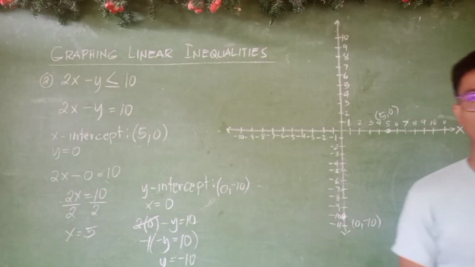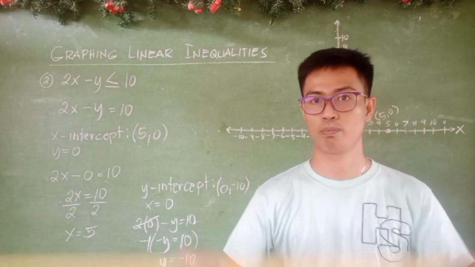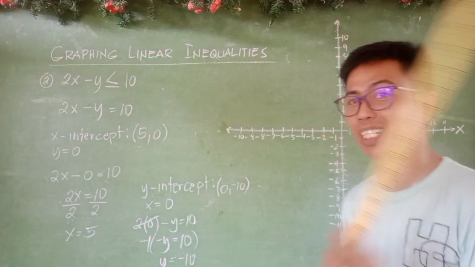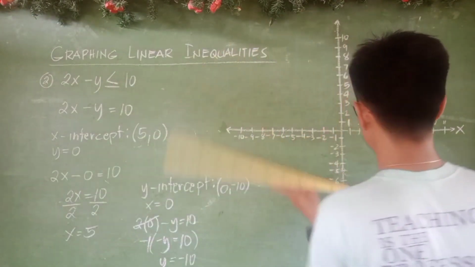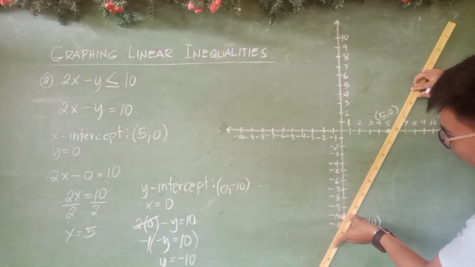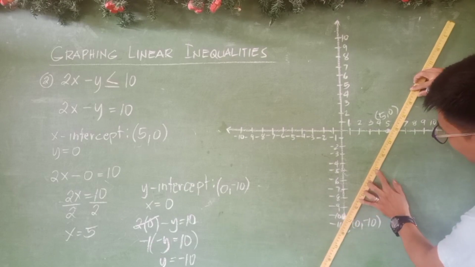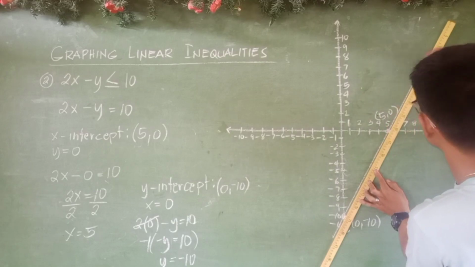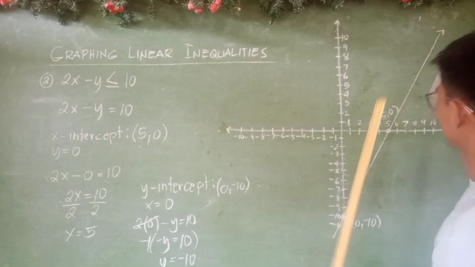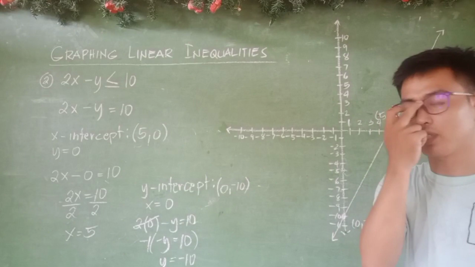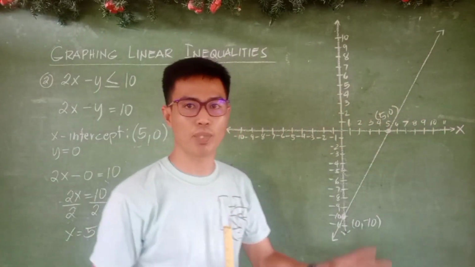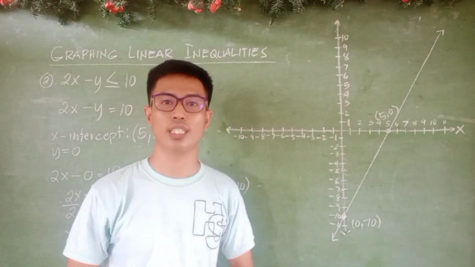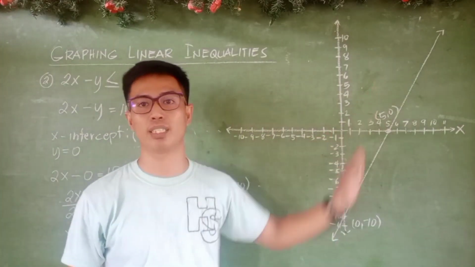And then, the next thing you will do is to connect the points. Connect natin yung points gamit yung ruler para mas straight yung drawing. Okay. So, after connecting the x-intercept and y-intercept, ito na yung naging itsura ng ating graph, and this is our plane divider.